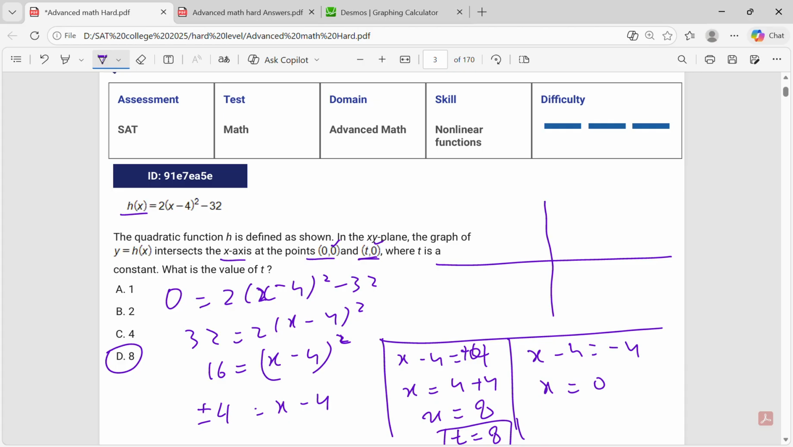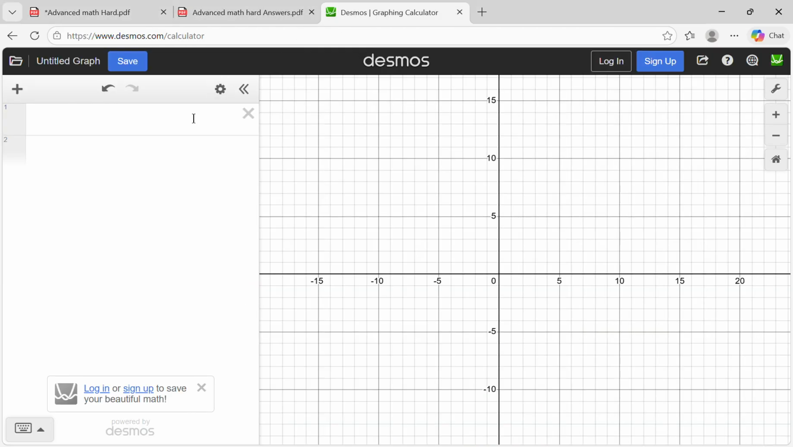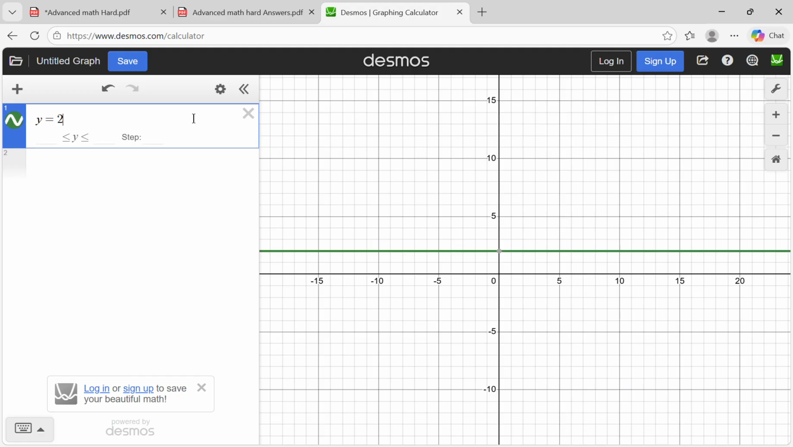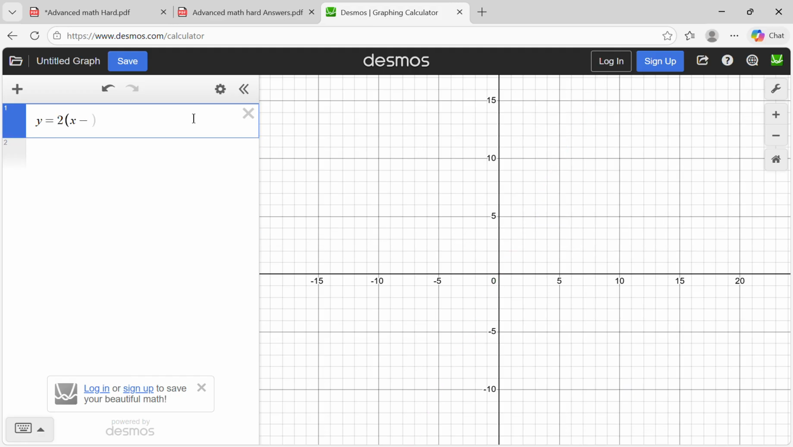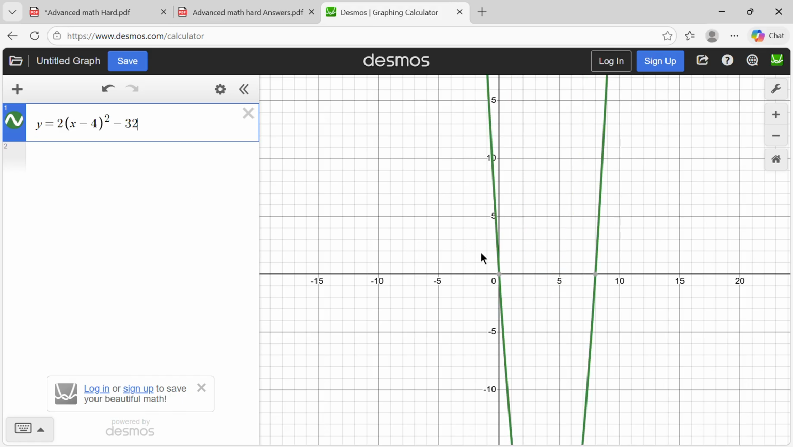Okay, let's solve this question using Desmos. So y is equal to 2 times (x minus 4) squared minus 32. You can see the two possible solutions: one is (0, 0) and the other one is (8, 0). So this 8 is our answer. You can see here that using Desmos, you can find the answer in seconds, maybe 10-15 seconds. But if you solve algebraically by showing all your steps, then it will take time.